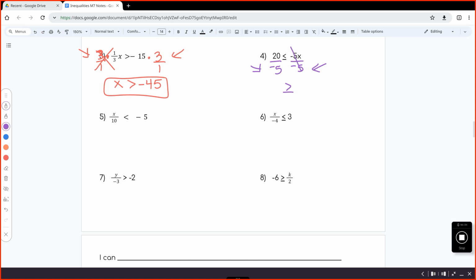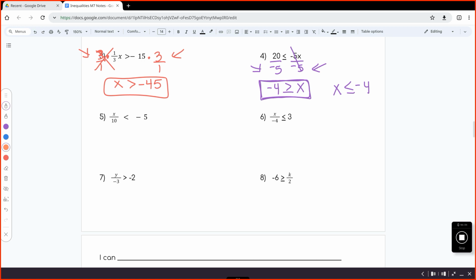All right, these guys cancel. We have x on the right. 20 divided by negative 5 is negative 4. So here's my answer: negative 4 is greater than or equal to x. Now, I know a lot of people don't like writing the answer this way because it's a little bit more difficult to graph with the x on the right side. So you could always just rewrite it so that x is less than or equal to negative 4.